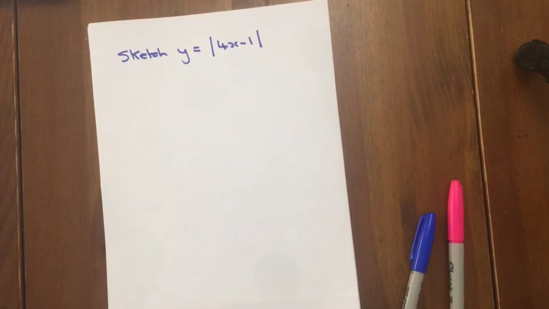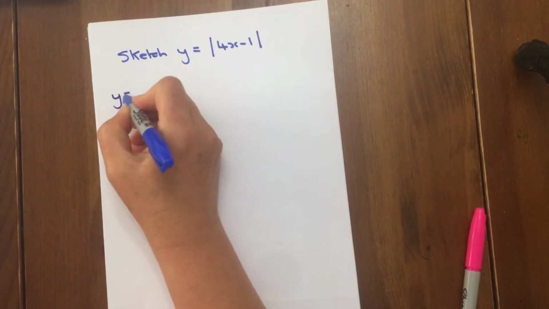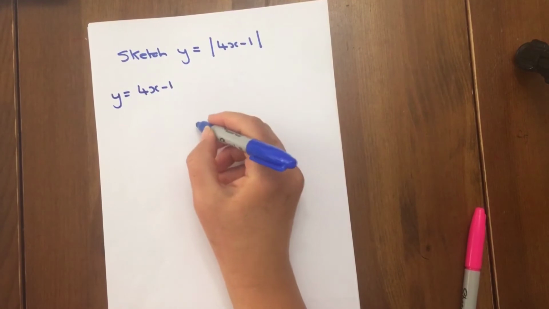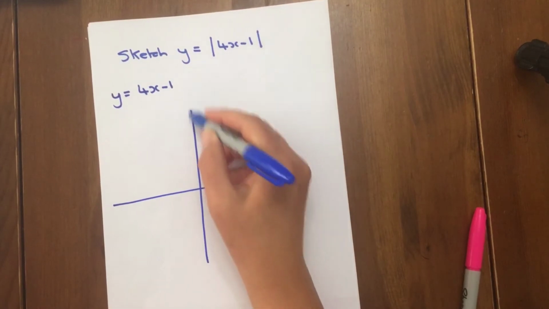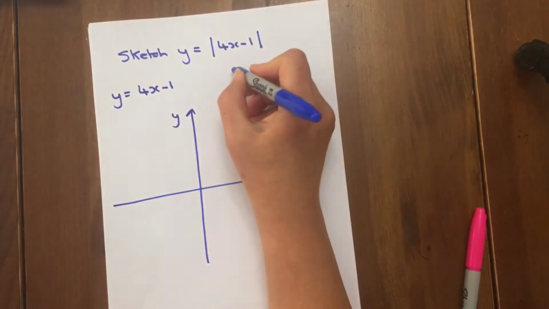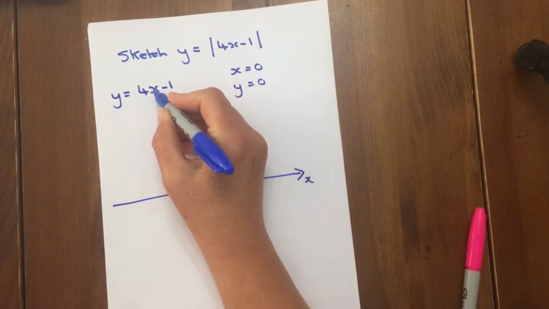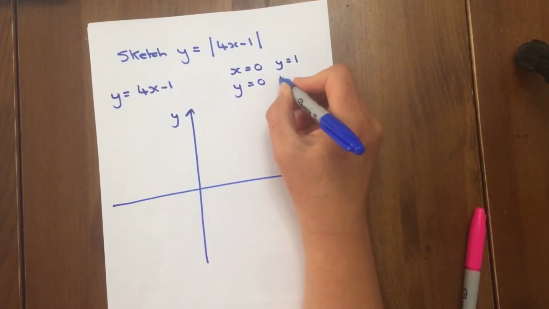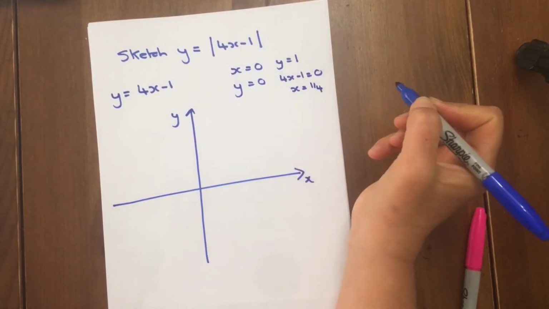Let's look at sketching this graph here. So step 1, I'm going to sketch y equals 4x minus 1. Now, to sketch the graph, I need to look at where it crosses the x and the y axis. So I look at my values when x is zero and when y is zero. So if x is zero, y will equal -1. When y is zero, I will have 4x minus 1 equals 0, so x will equal 1/4, just rearranging it.